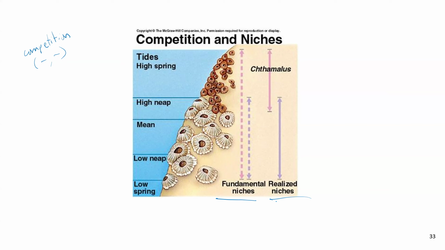So, let's see, the Thalamus is pink. The Thalamus can live in this region, and the Balanus only can live here. So what happens is, because of competition, the Thalamus has a smaller realized niche than it does a fundamental niche. And we call this competitive exclusion. So we get competitive exclusion here.